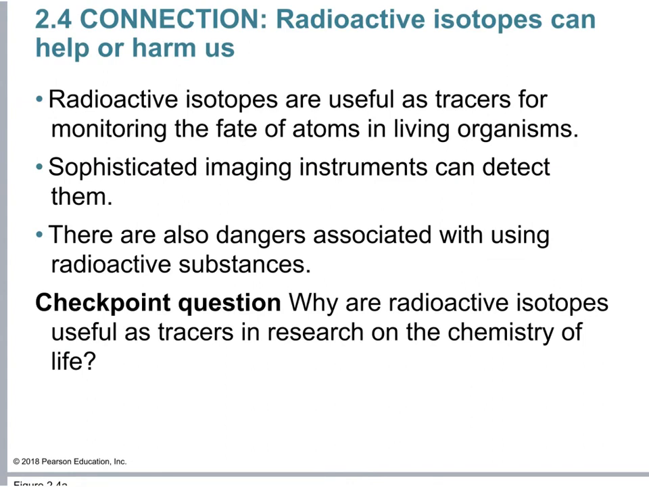Living cells cannot readily distinguish between isotopes of the same element. Consequently, organisms take up and use compounds containing radioactive isotopes in the usual way. Because radioactivity is easily detected and measured by instruments, radioactive isotopes are useful as tracers. They're there for monitoring the fate of atoms in living organisms. Biologists often use radioactive tracers to follow molecules as they undergo chemical changes in an organism.